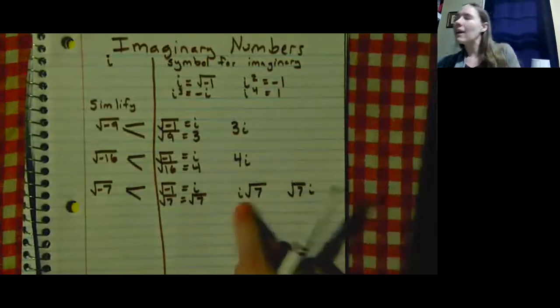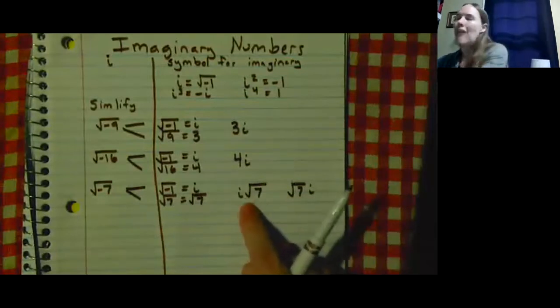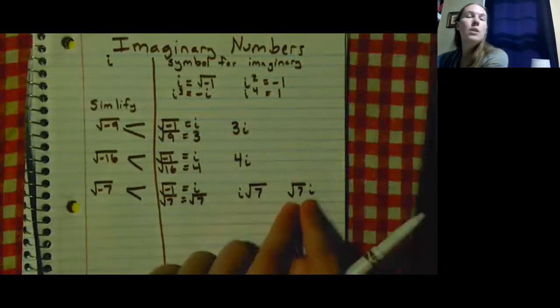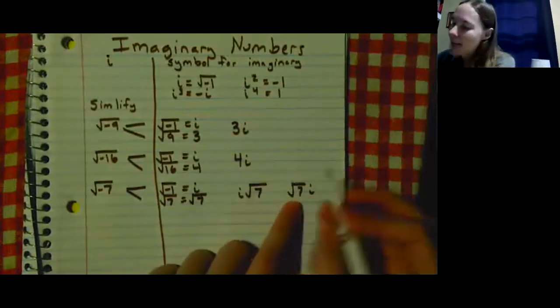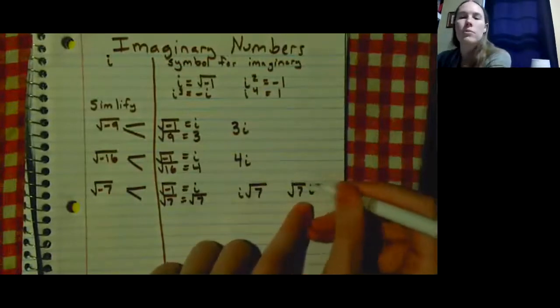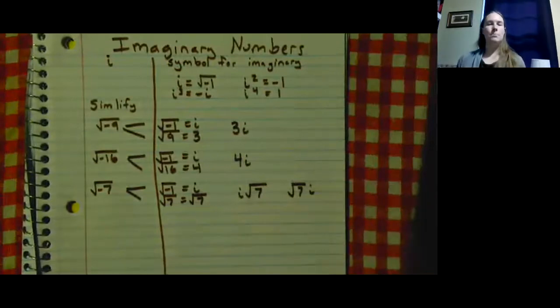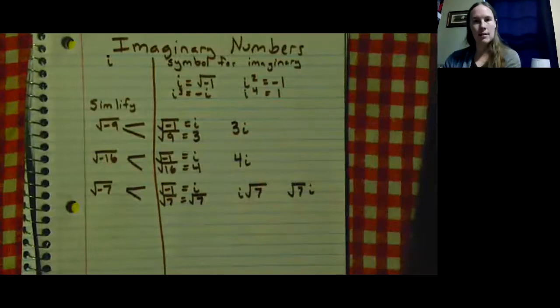I just like it might be easier to start to do it with the i in front, because when you're plugging it into your Desmos, sometimes that i can get trapped under the square root symbol, and you don't want that. So that's simplification of these imaginary numbers.